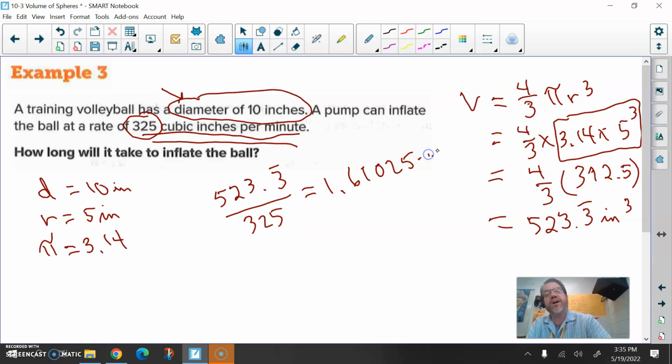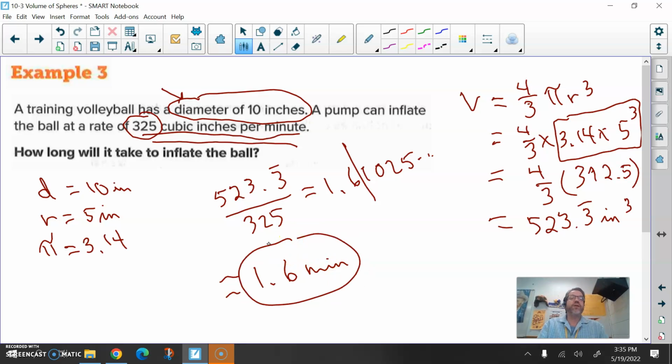1.61025, and it continues on after that. So I'm just going to go ahead and round this to the nearest tenth of a minute. So it's going to take about 1.6 minutes. All right, that will be the answer for this one. It'll take 1.6 minutes. By the way, 6/10 of a minute is about 36 seconds.